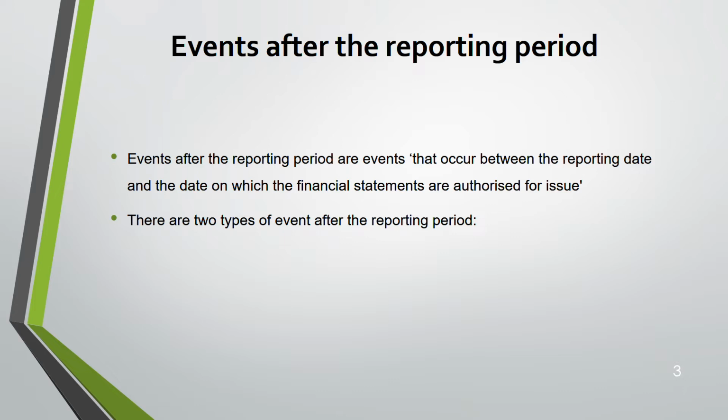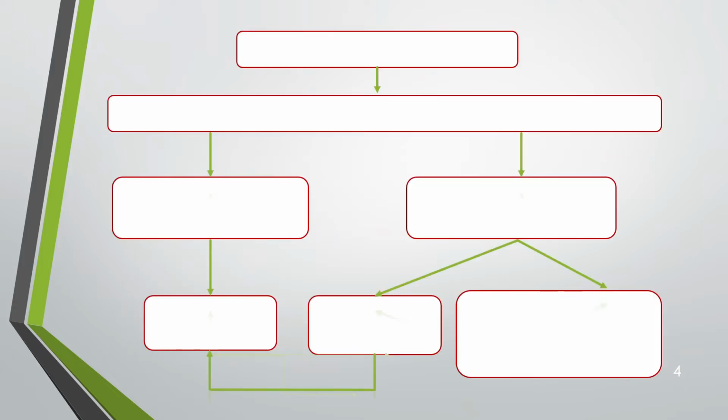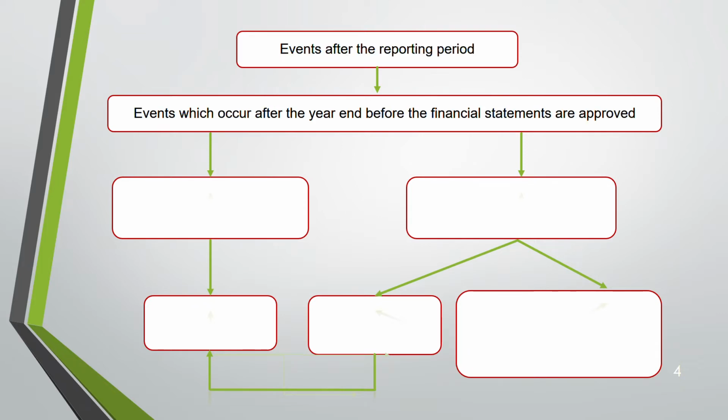But there are two types of event. One is adjusting, the other one is non-adjusting event. And financial statements are prepared on the basis of conditions which existed at the reporting date. So now we are going to go through this, and you already need this for IAS 10. You understood IAS 10. So events after the reporting period means events that occurred after the year end, but before the financial statements are approved. Two events, adjusting and non-adjusting, okay.